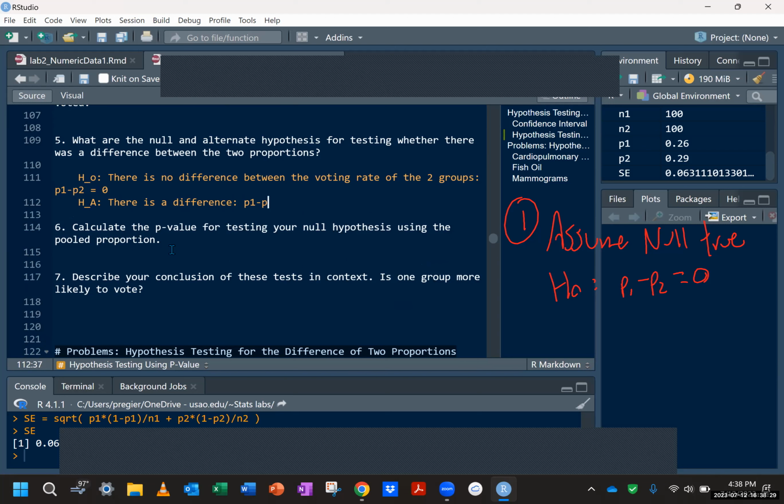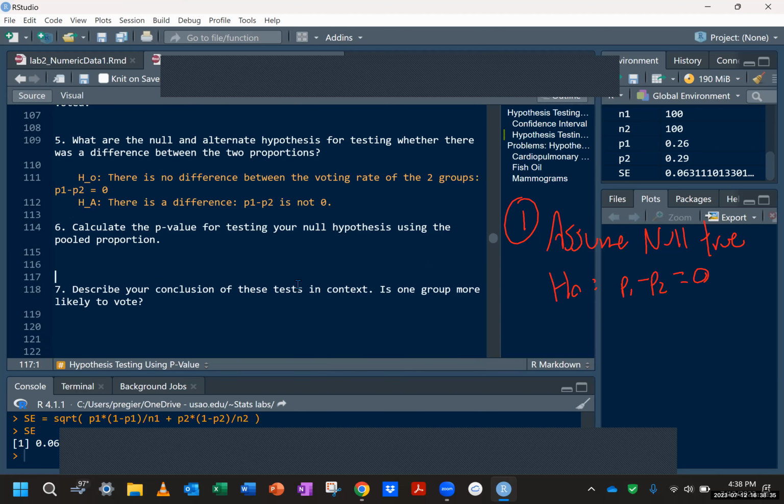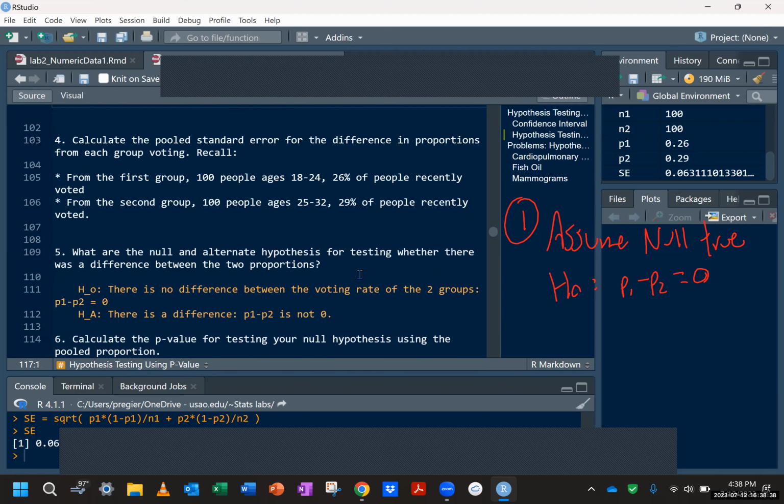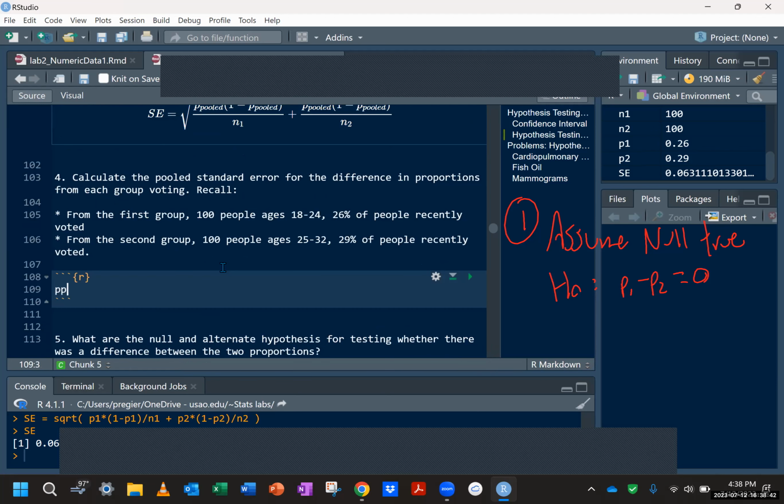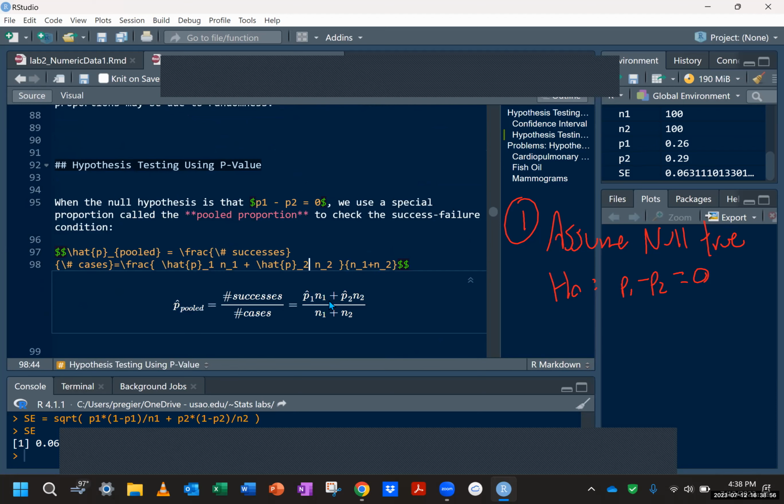P1 minus P2 is not 0. So let's go through all of our steps. Oh, I skipped step 4. Let's find the pool proportion here. P1 times N1 plus P2 times N2 divided by N1 plus N2. That's my pool proportion here. Yep.